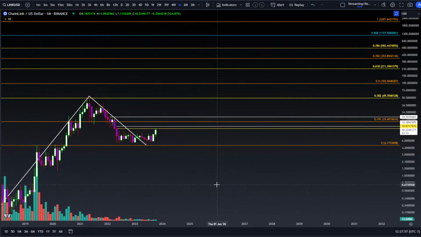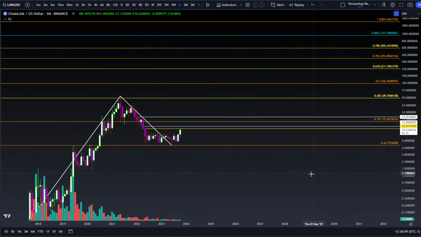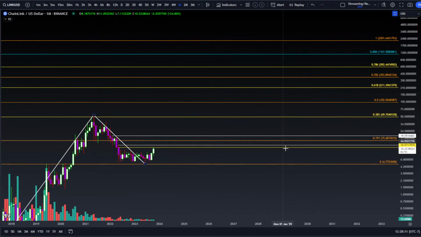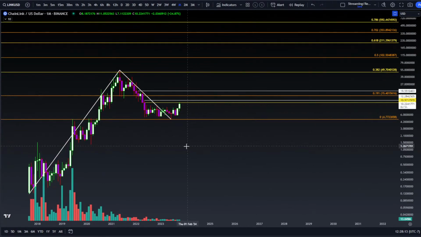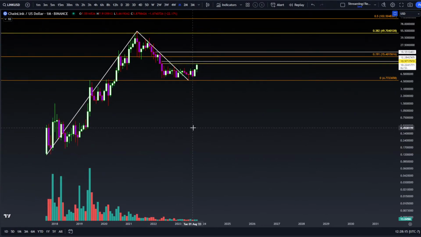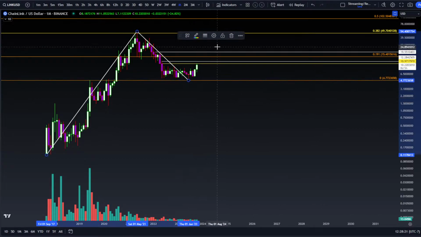$50, 50% fibs coming in at 102, 618's coming in at 211, 786 at 592, at 888 up there at 1100, and 100% of this is $2,200. Can it get there? Sure. Is that my first take on it?